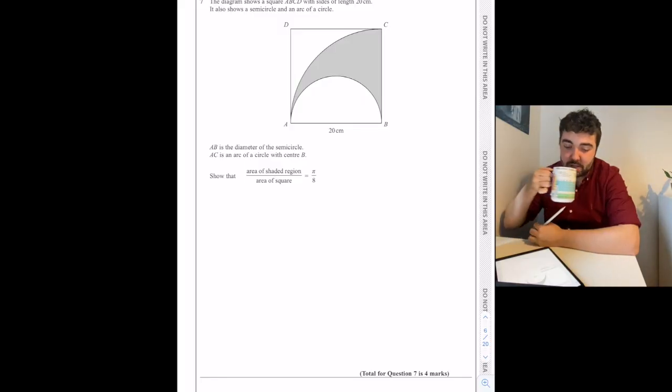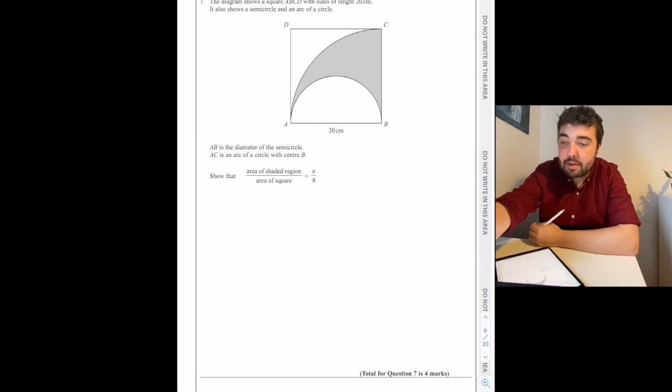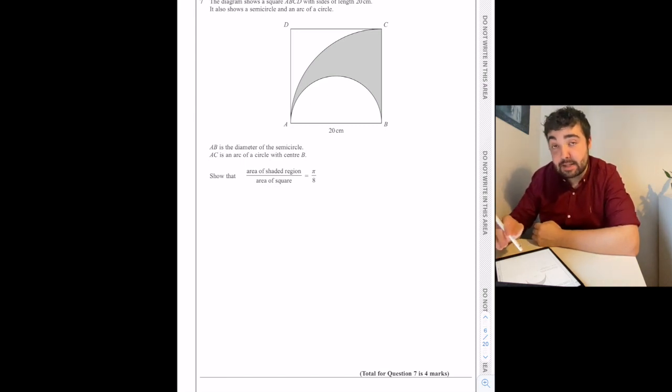The diagram shows a square ABCD. I'm going to say it again, just in case that was cropped out, because people don't want to watch me drink.